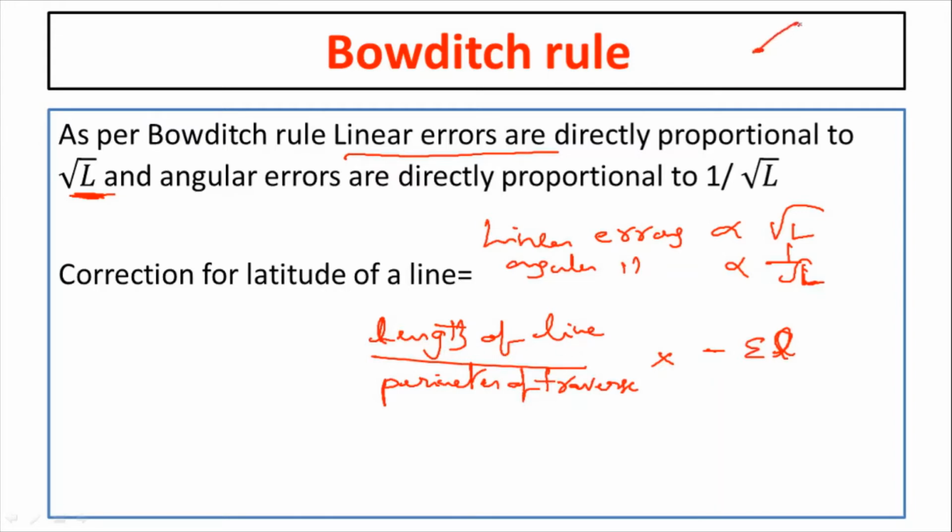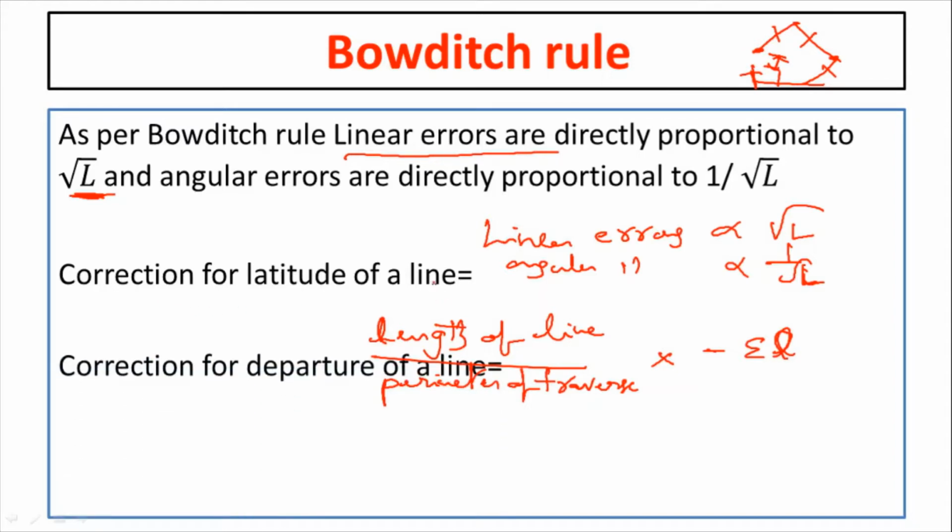Suppose you have 5 lines like this, and here this is your error. Whatever this portion is there, that is your error. Now whatever the error in latitude is there, that has to be distributed for all the sides like this. So in this case, you just take the length of the line divided by the perimeter of this traverse into minus sigma L. That will give us the correction for latitude of the line.